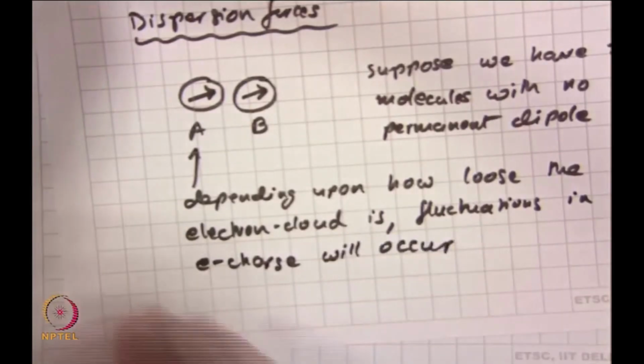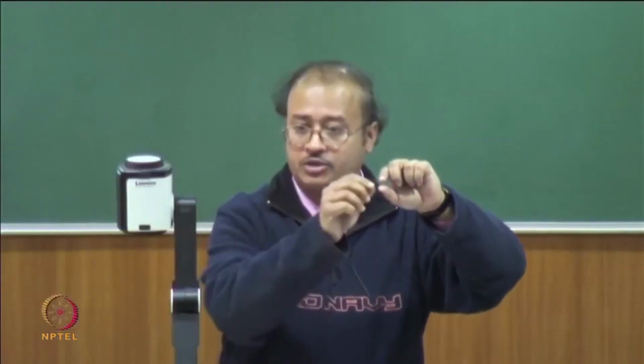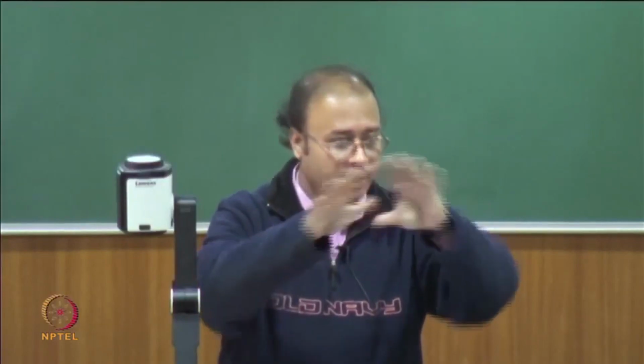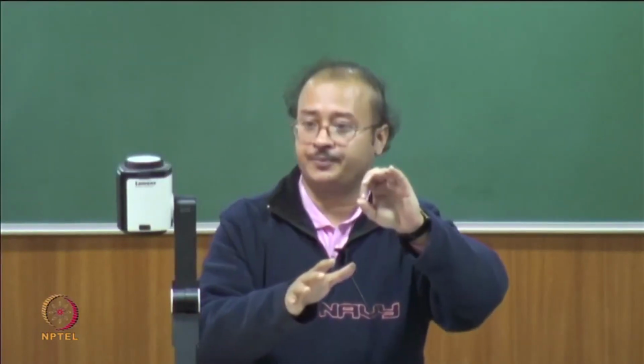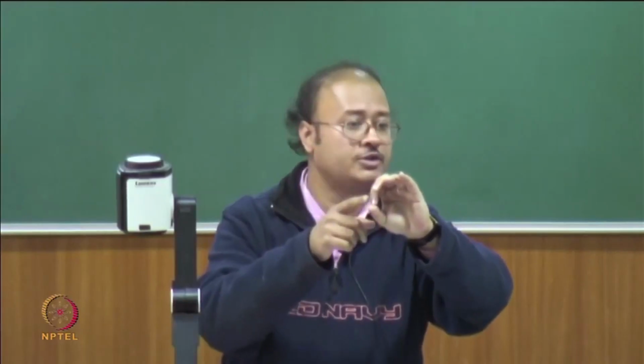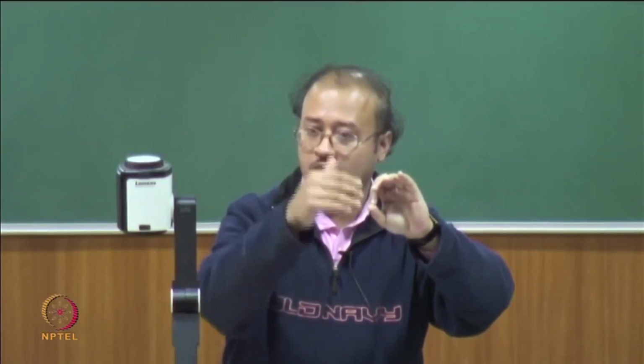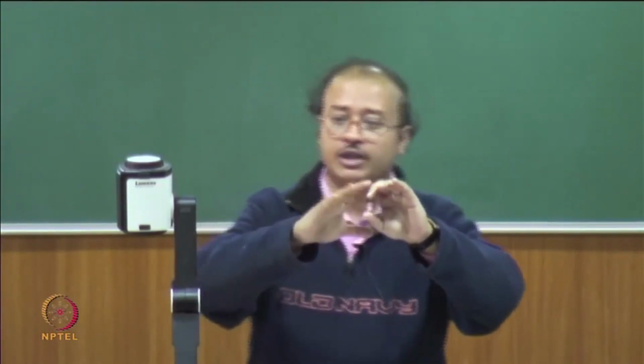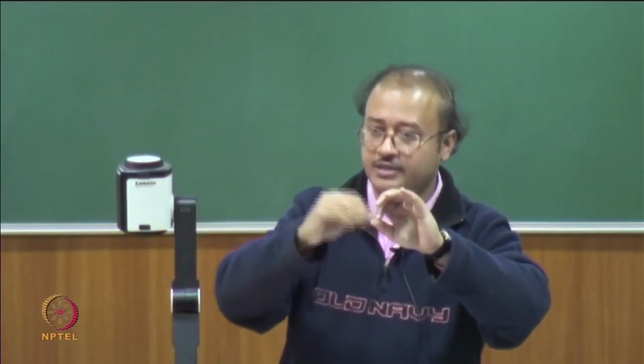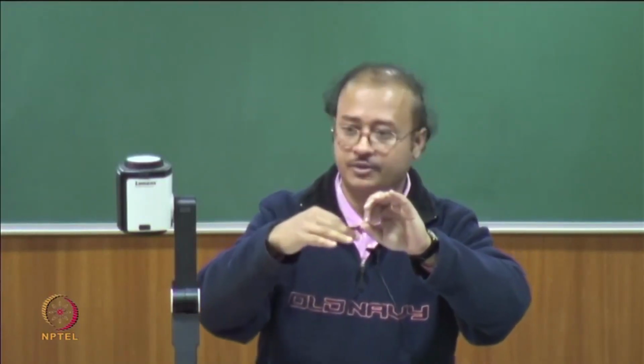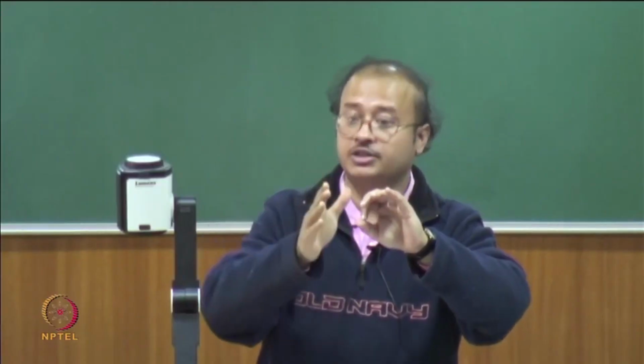Again, depending upon how loose the electron cloud is, fluctuations in electron charge will occur. What does it mean? Suppose I have a bunch of electrons and my nucleus in the center. The nucleus always has an attractive potential with electrons, but the electrons which are far away from the nucleus are essentially screened by the inner electrons, so they feel less of the nuclear charge.